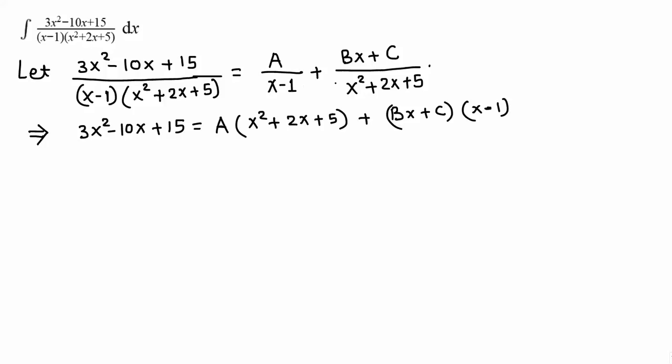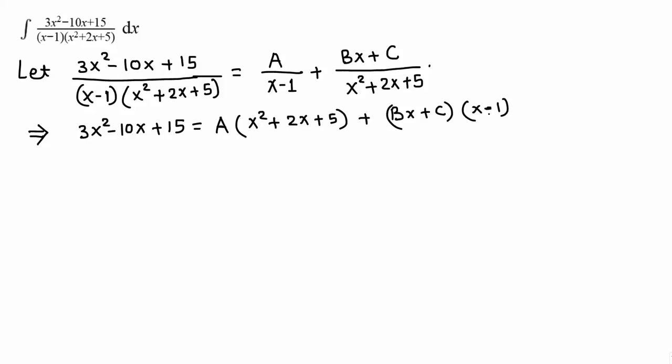Now we combine these two fractions, so the common denominator would be (x − 1) times (x² + 2x + 5), which is essentially this. They are distinct, so A times this plus (Bx + C) times (x − 1). So the top is equal to A times this plus (Bx + C) times (x − 1). Now from this equation we should be able to find the values of A, B and C.